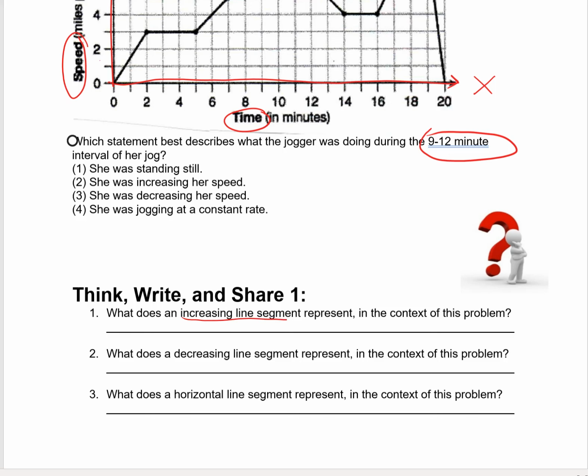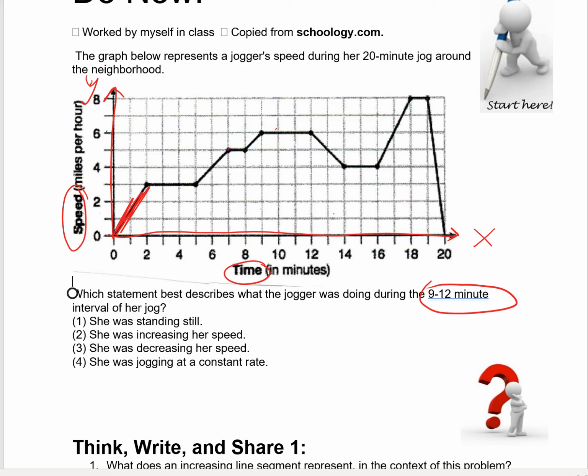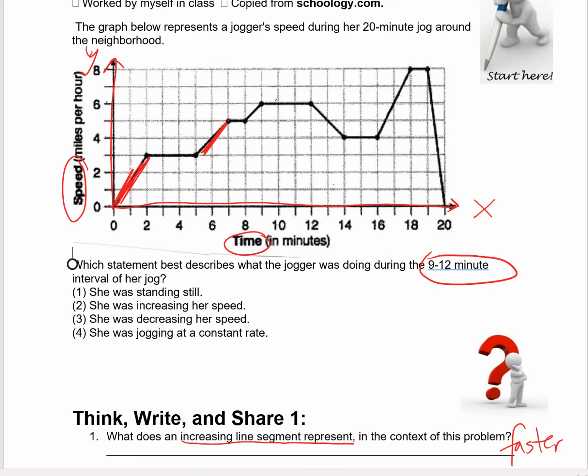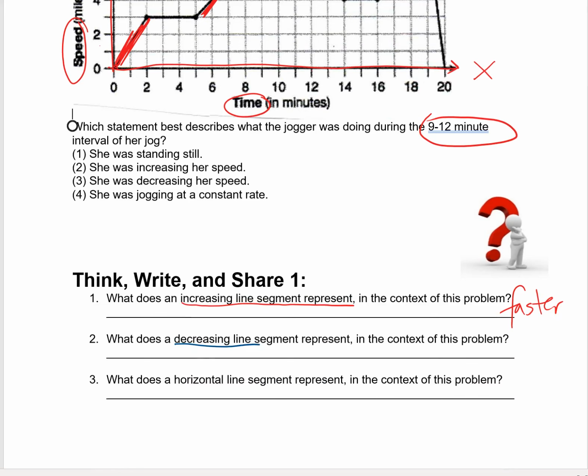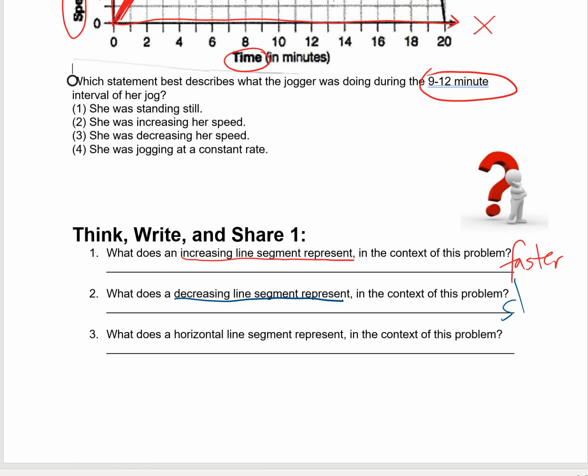First, what does an increasing line segment represent? Any of these increasing pieces represent that her speed was increasing. In other words, she was running faster. What do any of the decreasing line segments represent? As it comes down, it means she was lowering her speed, in this case from 6 miles an hour down to 4 miles an hour. In other words, she was running more slowly, right?